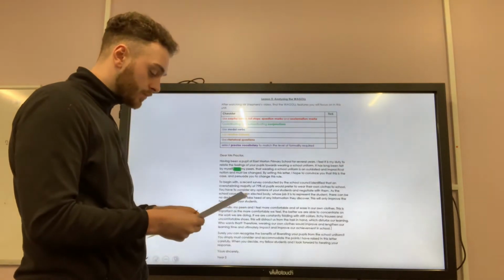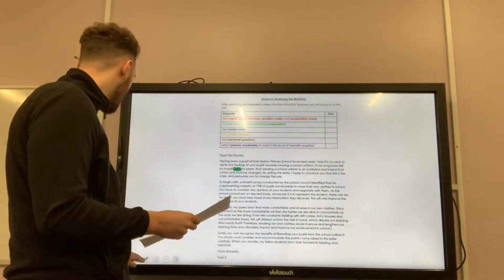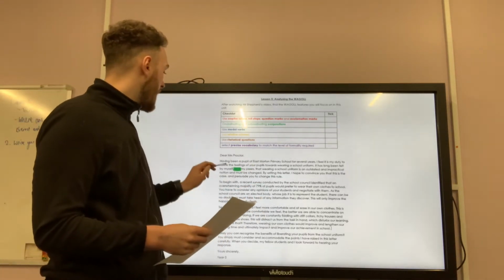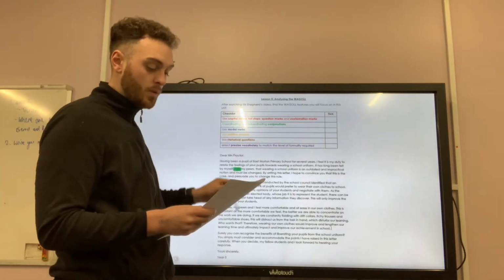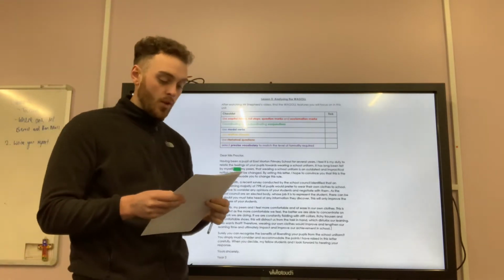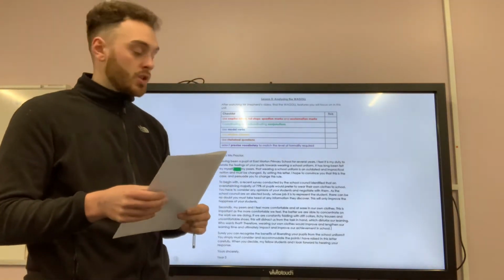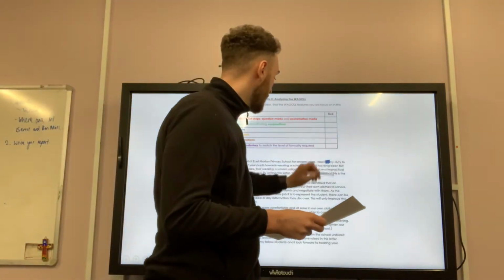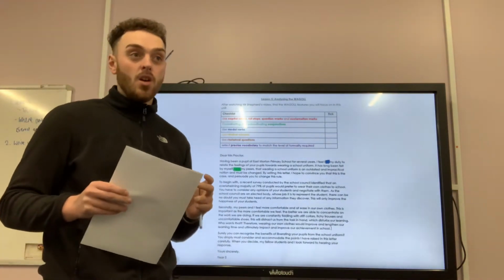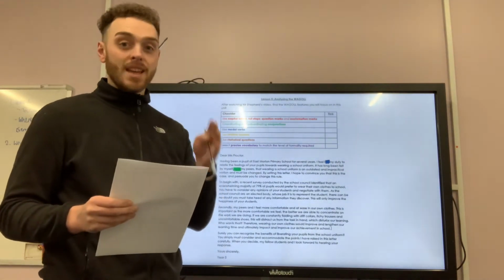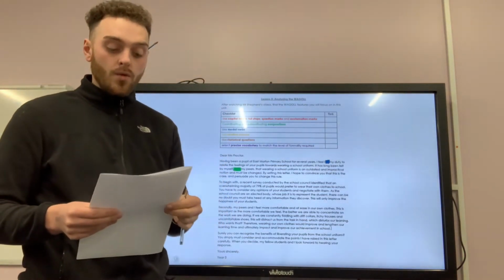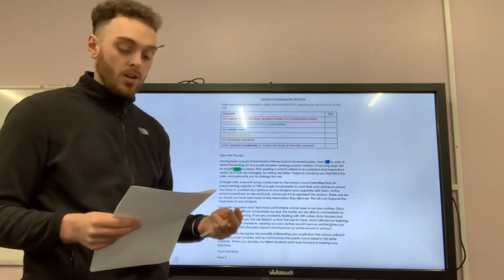So for instance, I've got an example here, so I need to get my blue highlighter this time, so I'm looking for modal verbs. If I read the first line, having been a pupil of East Morton Primary School for several years, I feel it is my duty to relate the feelings of your pupils towards wearing a school uniform. So I'm going to highlight this word is, okay, in blue, because what I'm saying is I feel it is. I'm not saying I feel it might be, or it should be, or it could be. I'm saying it is my duty to relate the feelings of your pupils towards wearing a school uniform, okay?